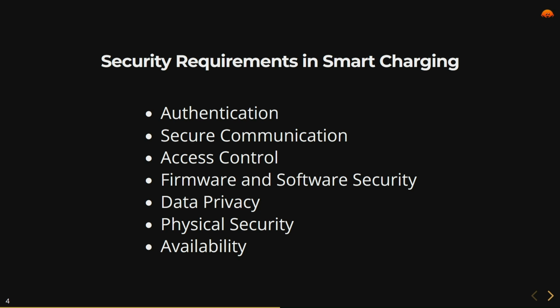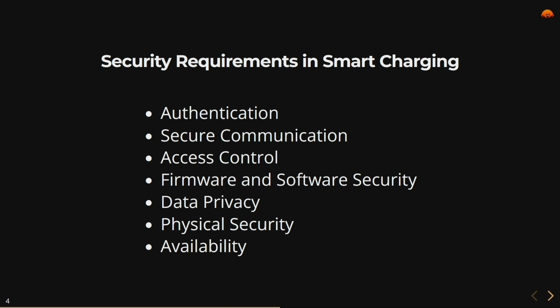Then data privacy. Charging infrastructure should handle sensitive data in compliance with applicable privacy regulations. Then availability. Charging infrastructure should be designed with redundancy and fault tolerance to ensure high availability and resilience. Then the charging system should comply with relevant security standards and regulations to ensure robust security.